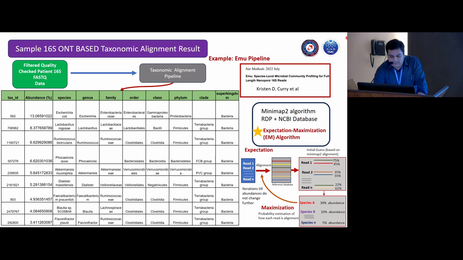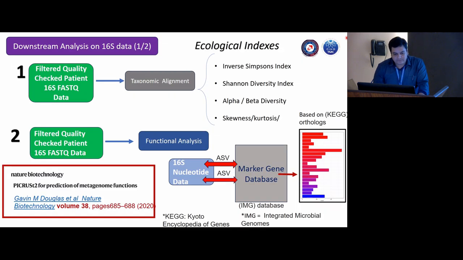A lot of pipelines use it in cell-free DNA. We use it in circulating tumor detection. Okay, so you get a taxonomic alignment profile like this. So this patient gets an abundance table like that: Escherichia coli 13% abundance, and likewise. Now you can do downstream analysis.